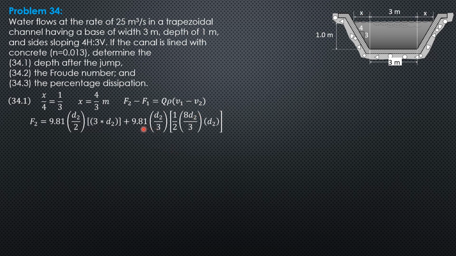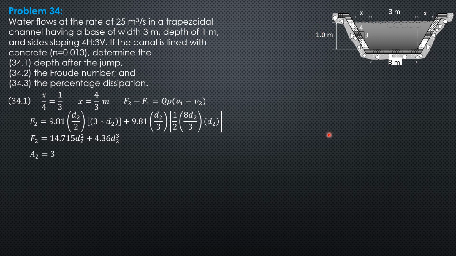So for the triangular part, 9.81, the location of the centroid of the triangle is 1/3 of depth 2. Then the area is 1/2, base 2x, 2x is 8/3 d sub 2, height d sub 2. So we cannot combine because this is d sub 2 squared and this is d sub 2 cubed. So simplifying, F2 is 14.715 depth 2 squared plus 4.36 depth 2 cubed. So that is F2. For F1, on the other hand, the depth is 1 meter.